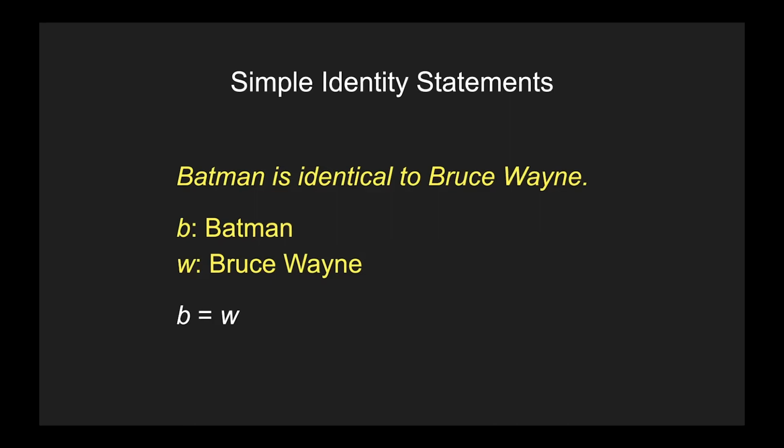And the equal sign in predicate logic is used to mean identity in the sense that two objects are identical to each other. So in this case, the lowercase constant b is a name that refers to Batman. The lowercase constant w is a constant that refers to Bruce Wayne. And saying b is identical to w tells you that both of those names, b and w, refer to the very same person, the person who is both Batman and Bruce Wayne.